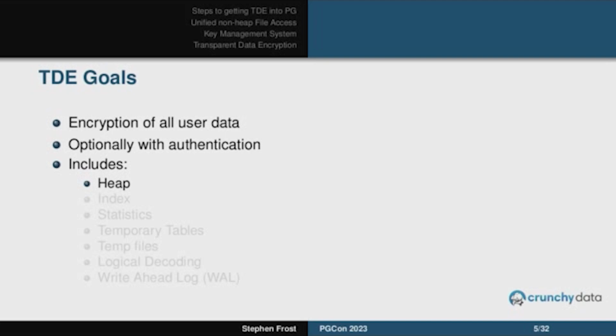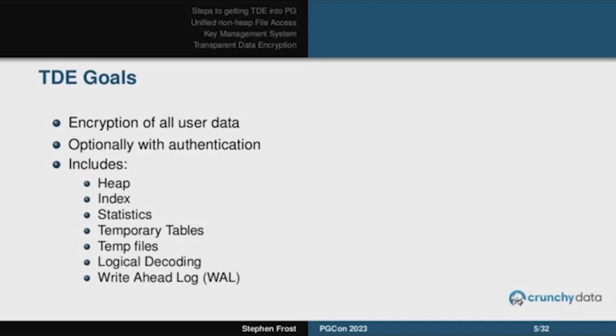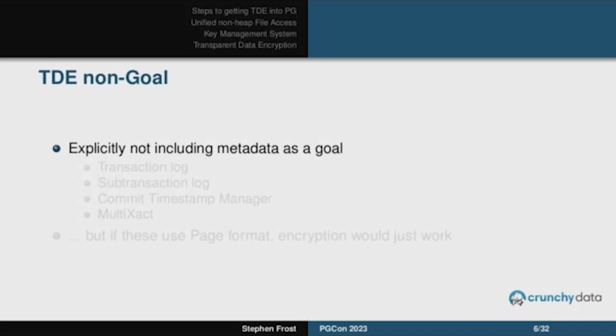The idea here is that we want to encrypt the heap, indexes, things like statistics, temporary tables, temporary files like what gets generated through logical decoding, and the write-ahead log. Now, I'm leaving a bunch of things out, because they're not actually user data today. Talking about things like pg_xact, the transaction log, the subtransaction log, the commit timestamp manager, multixact, all of these things today at least are not things that I was thinking about being within scope of TDE, because I figured they'd be kind of hard.